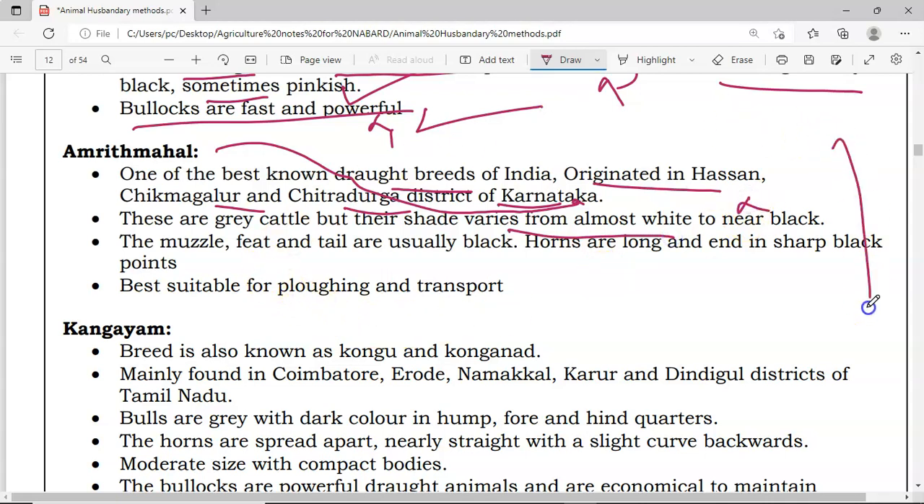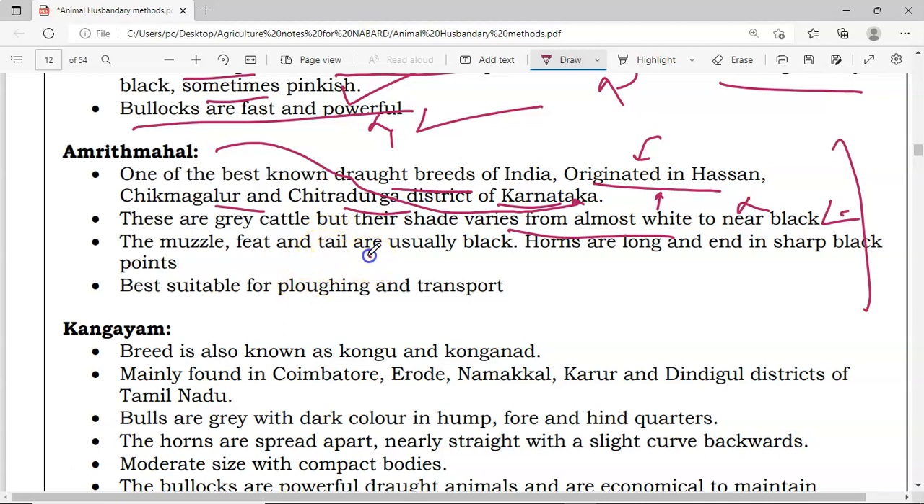Whenever you are studying these types of animals, try to learn where they originated, what color they are, what the characteristics of their horns are, and how much milk they produce in their lactation period.